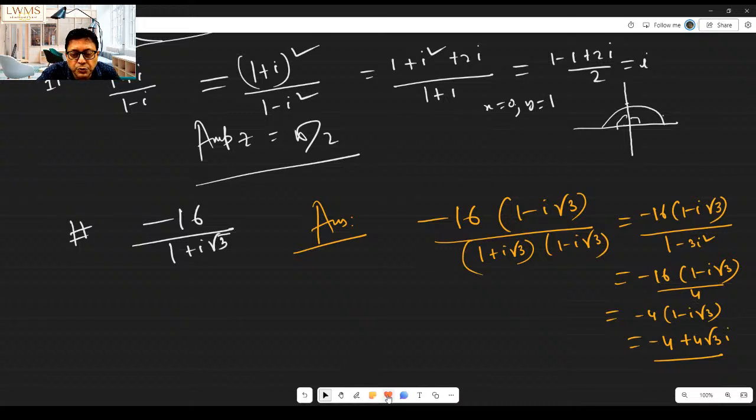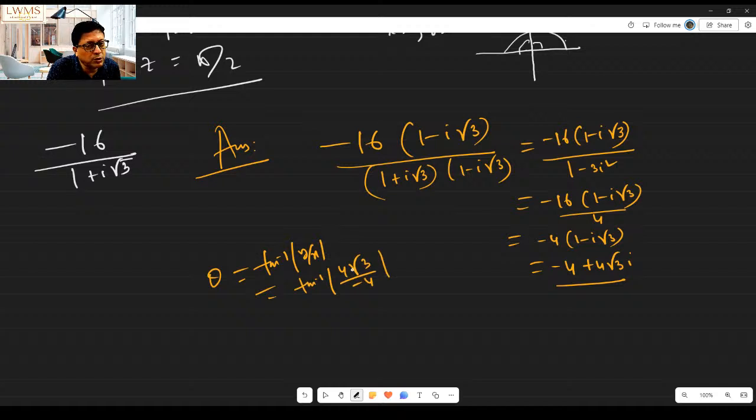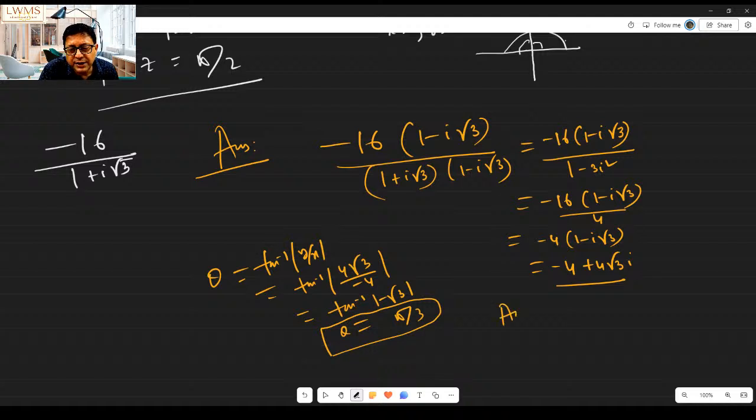So this one's amplitude we can get by the concept you have already learned. Theta equal to tan inverse mod y by x. We will always find it this way. 4 root 3 by minus 4, tan inverse minus root 3. Tan inverse root 3 is how much? This is pi by 3. Theta equal to pi by 3. Clear? So amp z is pi by 3.